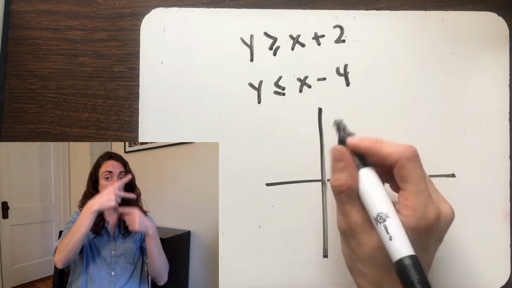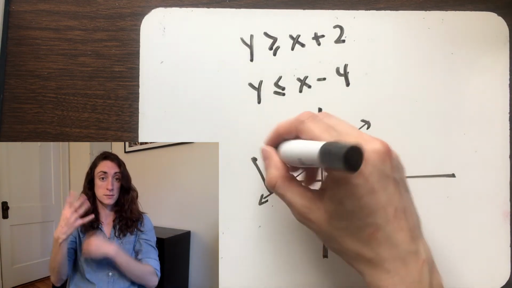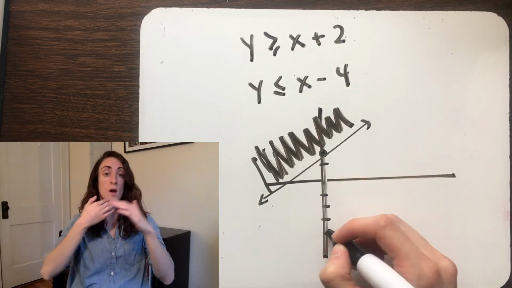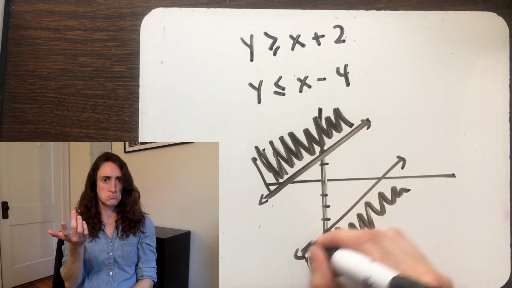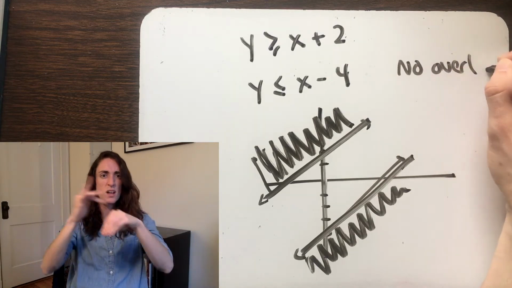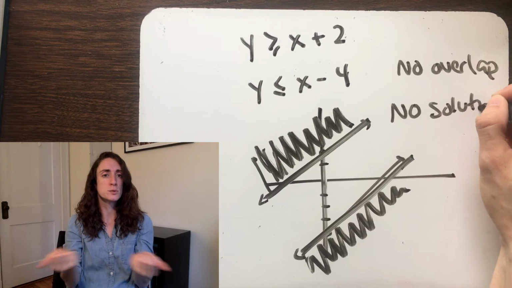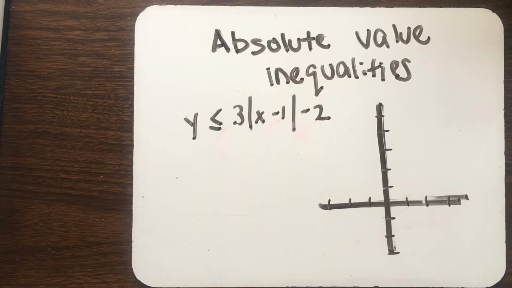In the next example, we've got y is greater than or equal to x plus 2, and y is less than or equal to x minus 4. So we can go ahead and graph these two lines, and for the first we'll color above, and for the second we'll color below. And then we're looking for the overlap for our solution, but you can see there isn't any overlap. We've got these two shaded areas, top and bottom, and they never cross. So for this system, there's no solution. We can't find any point that satisfies both.